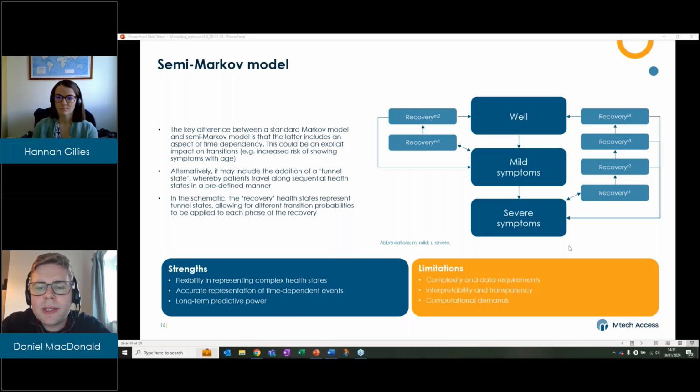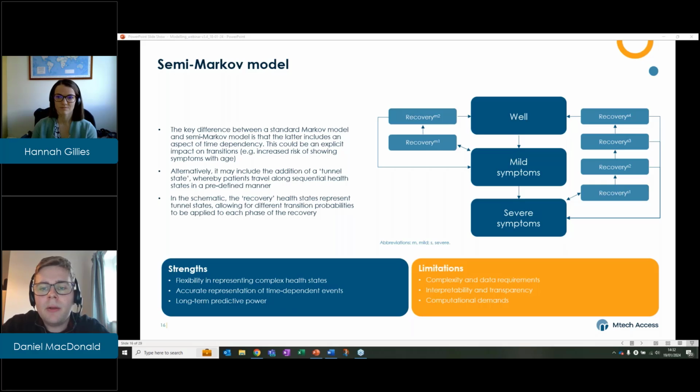For people who are listening on audio, there are 3 key health states here. So those are mild symptoms or severe symptoms. However, as mentioned, a Markov model does not acknowledge the previous states or the history of movement or transition between different states that a patient could have. In some cases, there are benefits of incorporating that, and that's when a semi-Markov model could be used.